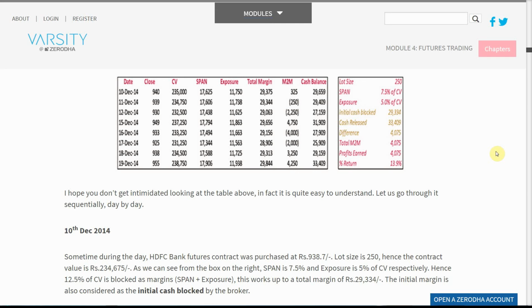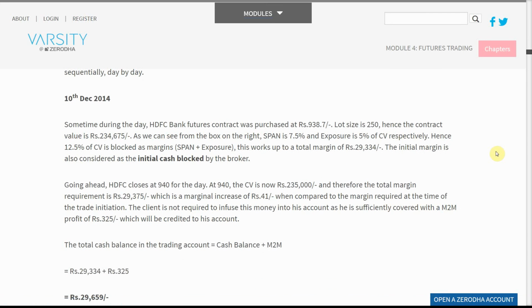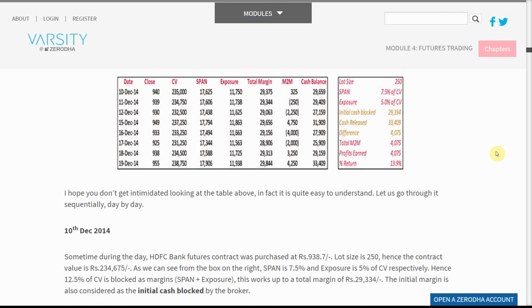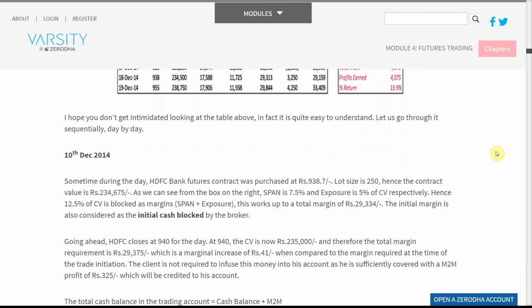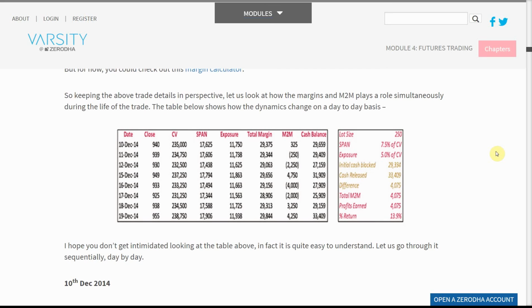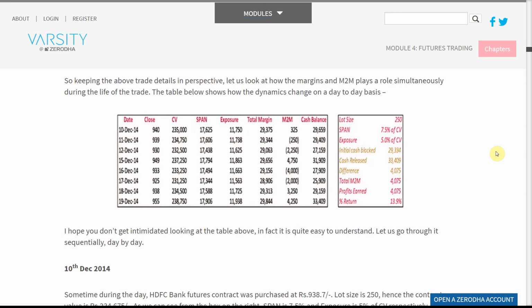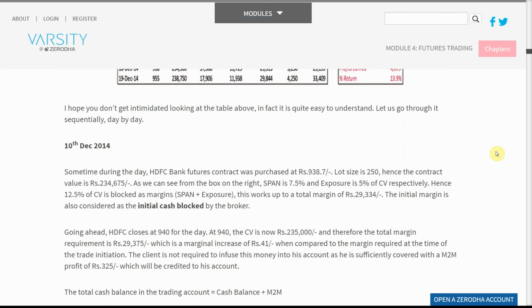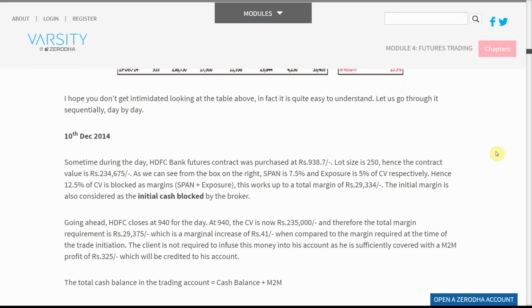The initial margin is also considered as the initial cash blocked by the broker. Going ahead, HDFC closes at 940 for the day. At 940, the CV is now 235,000 rupees per, and therefore the total margin requirement is 29,375 rupees per, which is a marginal increase of 41 rupees per when compared to the margin required at the time of the trade initiation.